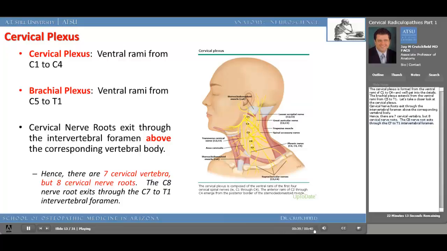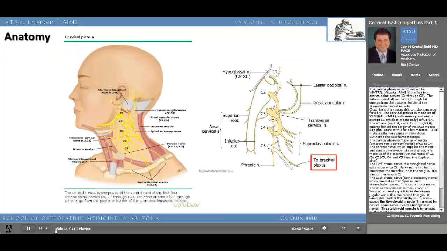The cervical plexus is composed of the ventral, i.e. the anterior rami, of the first 4 cervical spinal nerves, C1 through C4. The anterior, i.e. the ventral rami, of C2 through C4 emerge from the posterior border of the sternocleidomastoid muscle.